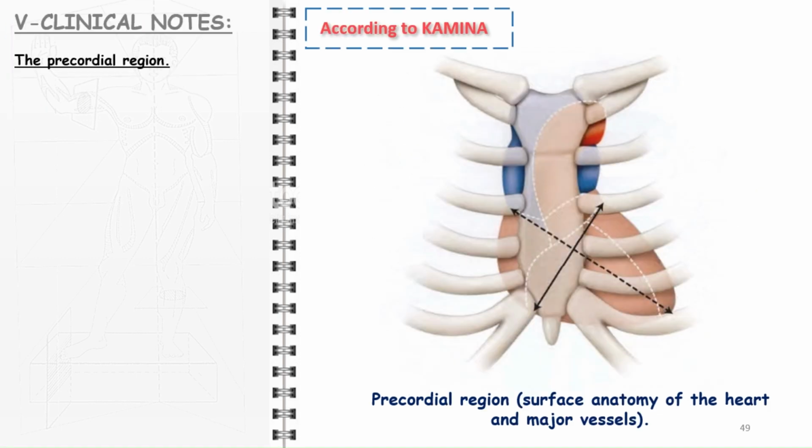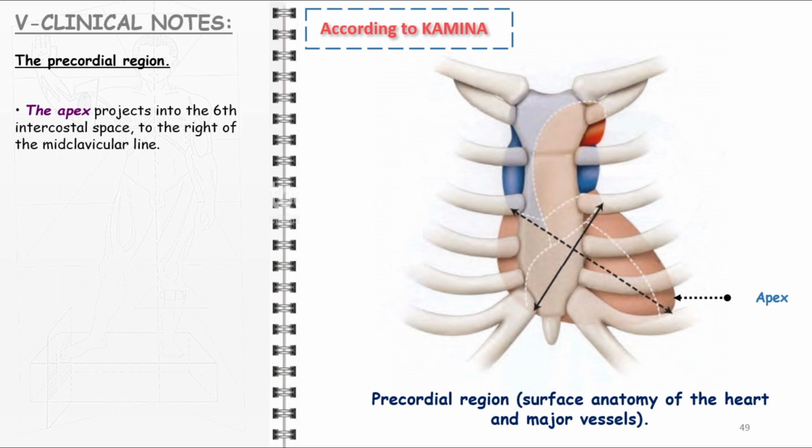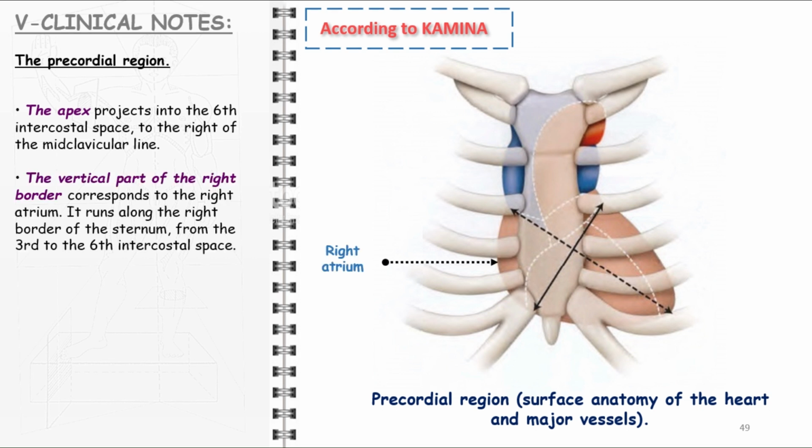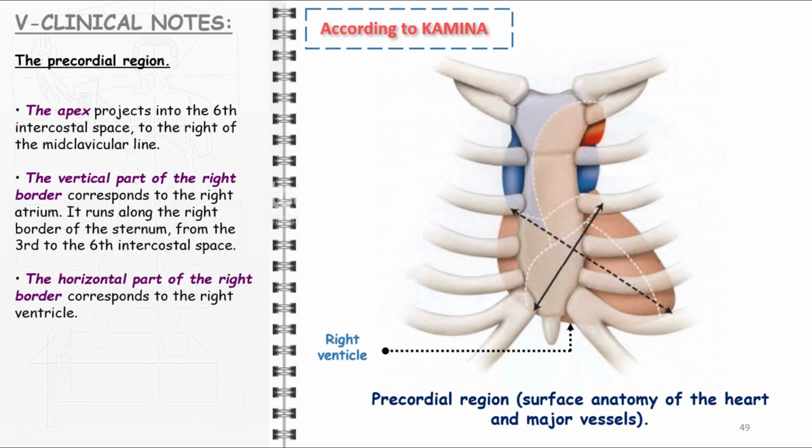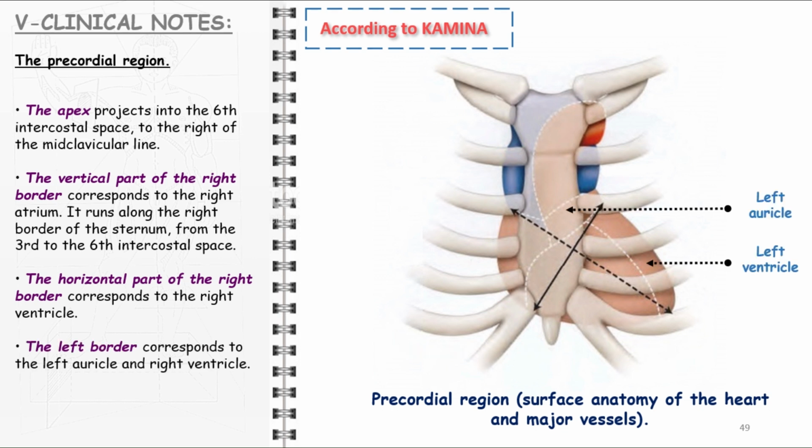Finally, let's address some clinical notes by detailing the precordial region. The apex projects into the sixth intercostal space, to the right of the midclavicular line. The vertical part of the right border corresponds to the right atrium. It runs along the right border of the sternum, from the third to the sixth intercostal space. The horizontal part of the right border corresponds to the right ventricle. The left border corresponds to the left auricle and right ventricle.